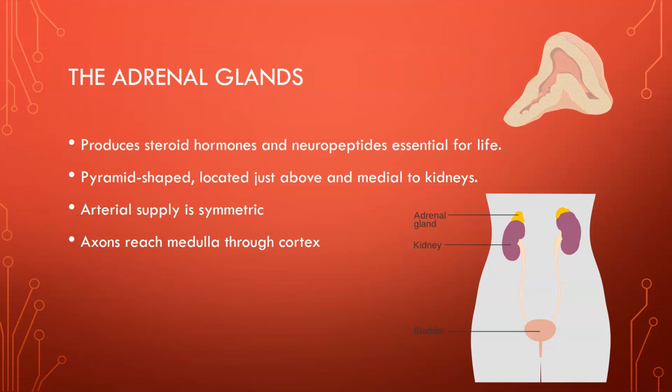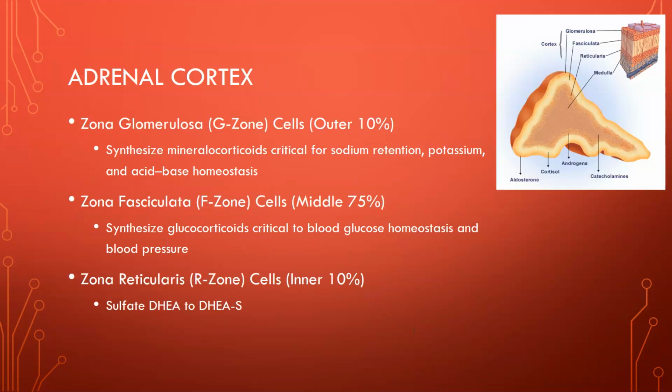The arterial supply is symmetric to each of them, and there are also axons that reach the medulla through the cortex, and so that is important. So part of your adrenal glands are linked into your sympathetic nervous system. The adrenal cortex itself is divided into three zones.